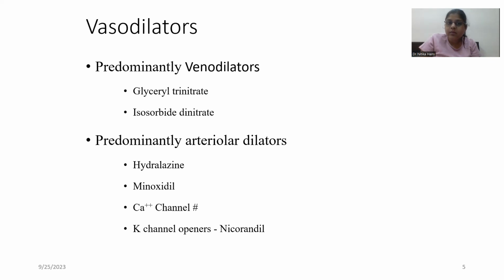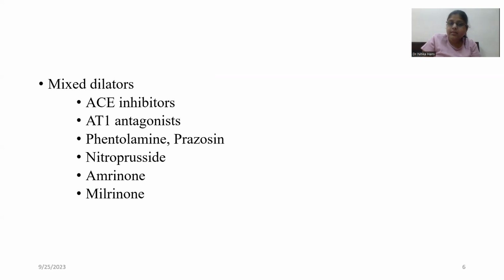Now, the most commonly used venodilators are glyceryl trinitrate and isosorbide dinitrate. Arteriolar dilators are hydralazine, minoxidil, calcium channel blockers, and potassium channel openers like nicorandil. Mixed dilators are ACE inhibitors, angiotensin 1 receptor blockers, phentolamine, prazosin, which are the alpha blockers, sodium nitroprusside, amrinone, and milrinone, which are the phosphodiesterase inhibitors.